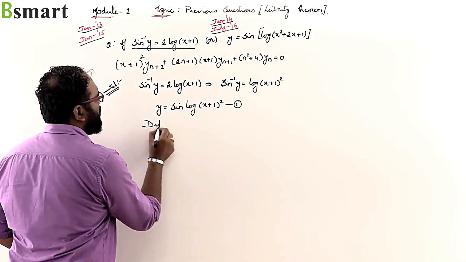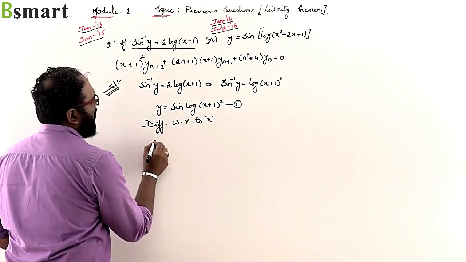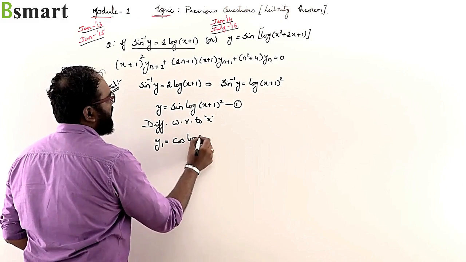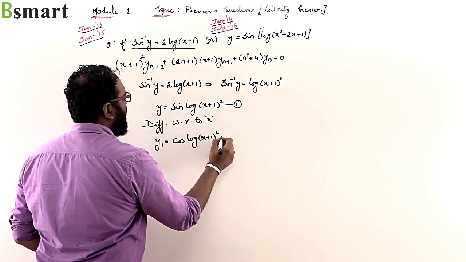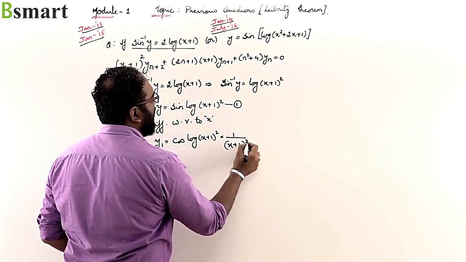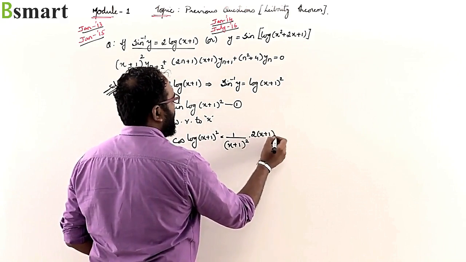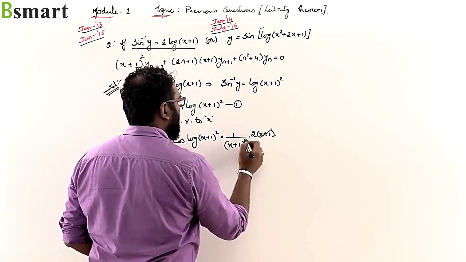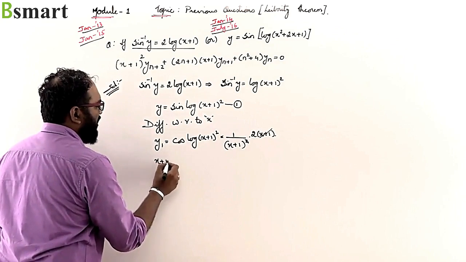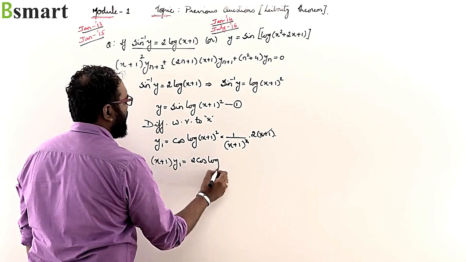Now differentiate with respect to x. So if we are differentiating with respect to x, then this will be y₁ is equal to the derivative of sine, that is cos of log of (x + 1)², into the derivative of log, that is 1 by (x + 1)², into the derivative of (x + 1)², that is 2 into (x + 1). So (x + 1) and square will get cancelled. I'll bring (x + 1) this side. So then that will be (x + 1) into y₁ is equal to 2 into cos of log of (x + 1)².